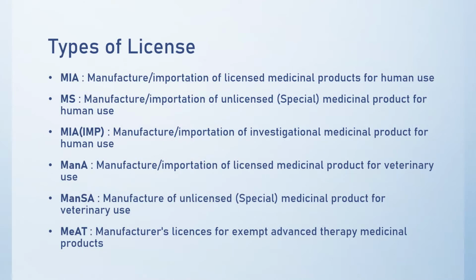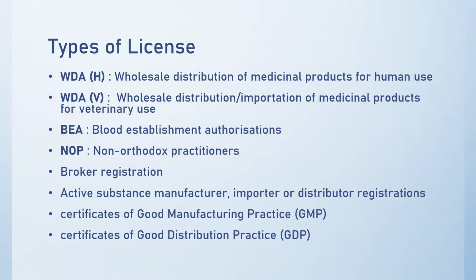There are various types of licenses covering manufacturing and distribution of medicinal product for human and veterinary use. For the licensed medicinal product, special, also called unlicensed medicinal product, investigational medicinal product for human use, and the similar category for veterinary use as well. And there is a category for advanced therapy medicinal product as well. The other categories of license are for the wholesale distribution for human and veterinary use, and blood establishment authorization, non-orthodox practitioners, broker registration, active substance manufacturer, importer or distributor registration. Certificate of good distribution practice and good manufacturing practice is issued by national authority after satisfactory inspection.